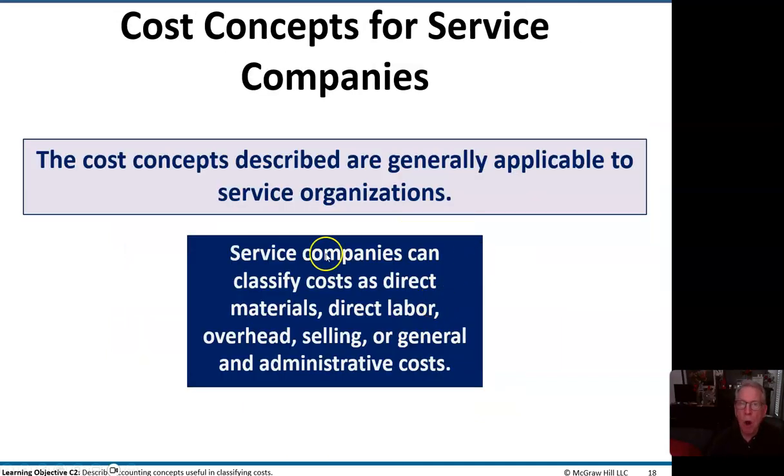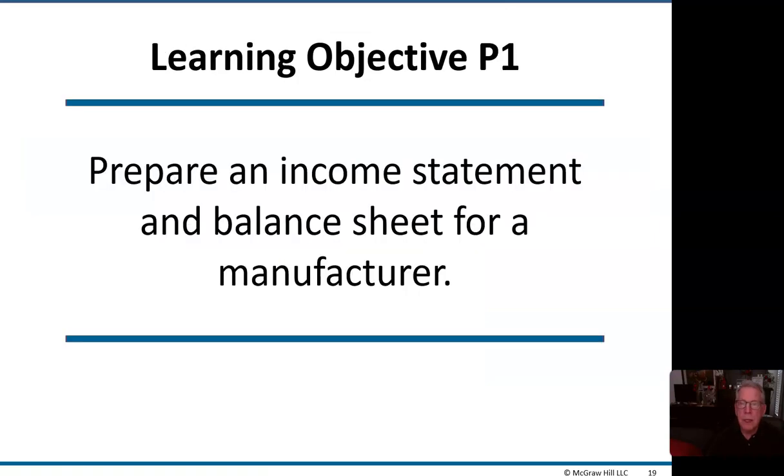All right, cost concepts for service companies. Now, we describe that mostly in financial accounting, but service companies can classify their costs as direct materials, direct labor, overhead, selling, or G&A, general and administrative costs. So let's take a look at what an income statement and a balance sheet look like for a manufacturer.